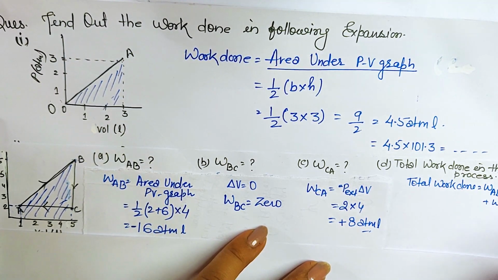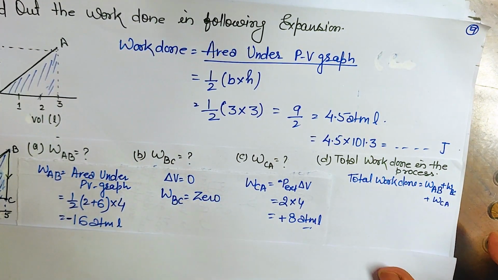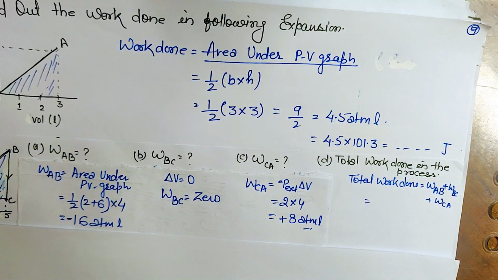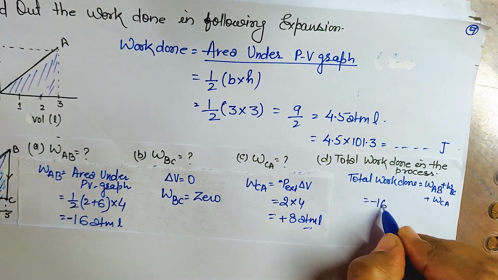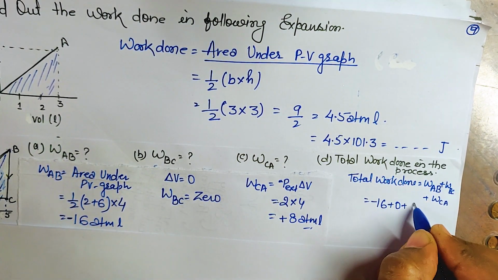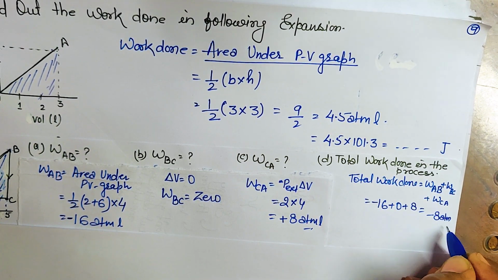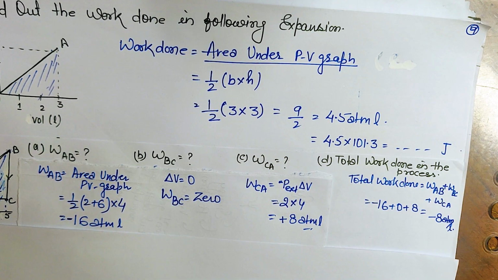Another way also I will explain how to solve it. So W_AB, we can see what it is. This is minus 16, then it is 0, and then it is plus 8. So it is minus 8 atm per liter, isn't it?